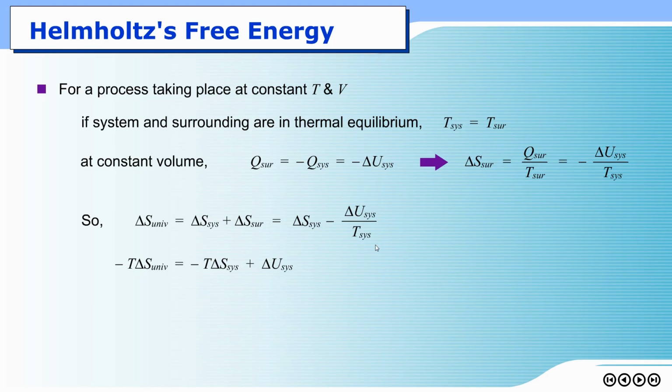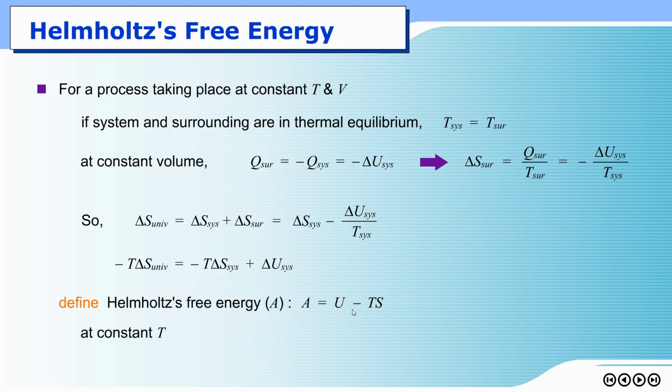Rearrange the equation and then define a new variable called Helmholtz free energy, or A. Okay? A was defined as U minus TS, in a similar manner to what we did for Gibbs free energy. At constant temperature, you can find delta A to be delta U minus T delta S. Again, this T was moved out of the delta because it is under a constant temperature assumption. And you see that the right hand side of this equation is essentially delta A.